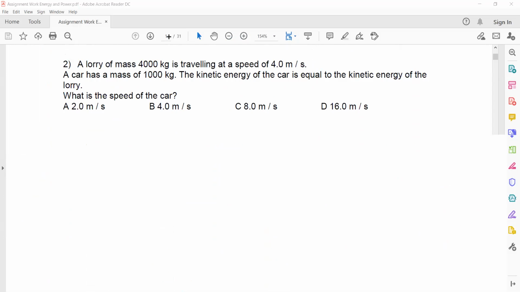A lorry of mass 4,000 kilogram is traveling with a speed of 4 meters per second. A car has a mass of 1,000 kilogram. The kinetic energy of the car is equal to the kinetic energy of the lorry. What is the speed of the car? They already gave you that the kinetic energy of the car is equal to the kinetic energy of the lorry. So first you'll find the kinetic energy of the lorry, or a truck. Kinetic energy is half mv square.